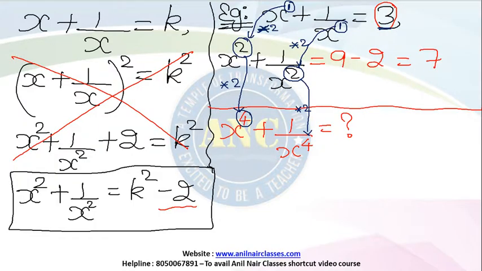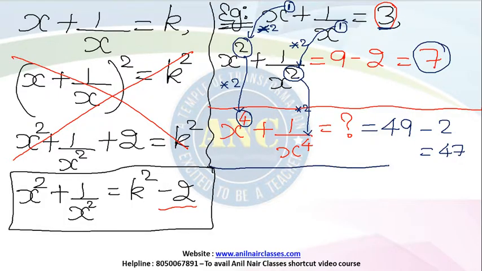Same thing. x square is becoming x power 4. Power is doubling. x square in the denominator is becoming x power 4. Power is doubled once again. So, same explanation. Square the right hand side, subtract from 2. 7 square is 49 minus 2. The answer for this should become how much? 47. Simple, sir. This is the easiest thing that you can ever have.